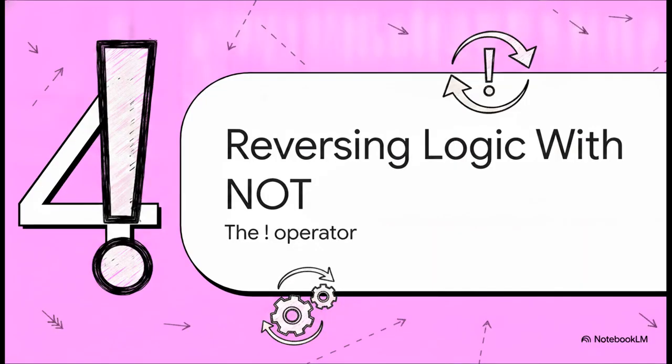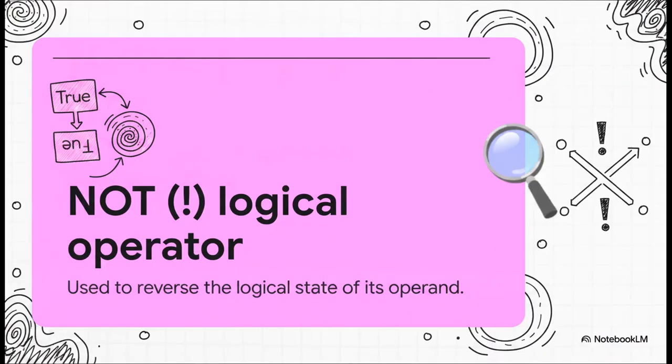Which leads us to Section 4. Reversing logic with not. Get ready for the exclamation point operator. So in Java, the exclamation point is the logical not operator, and its entire job in life is just to be a contrarian. It takes the logical state of whatever is right next to it and flips it completely upside down. True becomes false, and false becomes true. I know it sounds a little counterintuitive at first, but trust me, it is incredibly useful for streamlining your code.